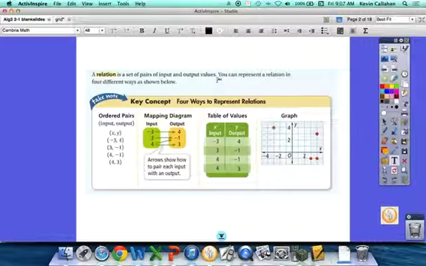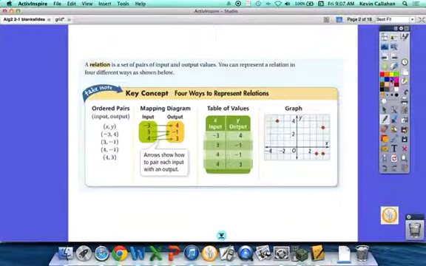So now everything in chapter 1 was one variable. Now we're into two variables. Now we've got both an x and a y. So these are 4 ways to represent a relation.